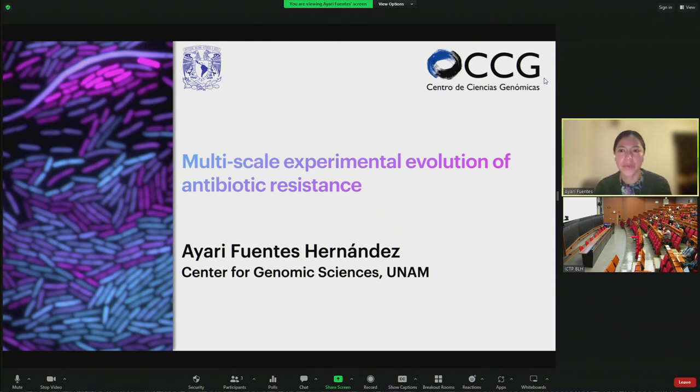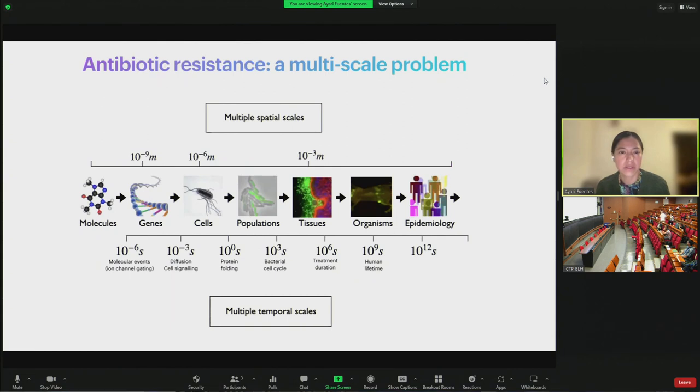So what I'm going to talk about is a couple of different works that I do in my lab. It has to do with experimental evolution in antibiotic resistance, and particularly not just evolution, but actually adaptation to antibiotic resistance at different scales. Of course, we all know that antibiotic resistance is a multi-scale problem, which means that it's a very difficult problem to tackle.